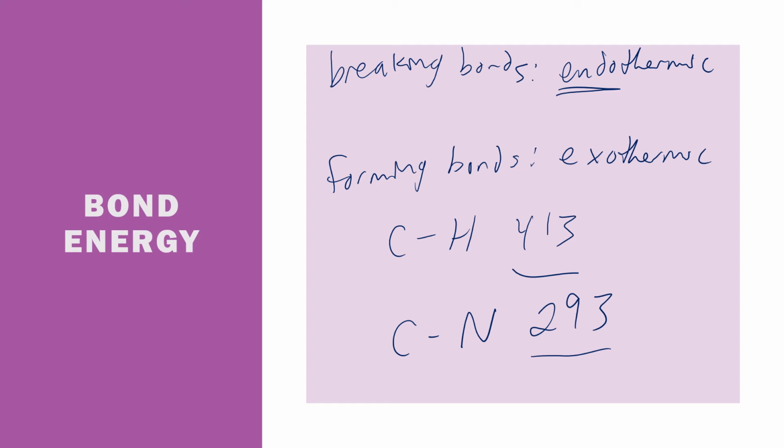For another example, if we look at a carbon-carbon single bond, it's 348 kilojoules per mole versus a carbon-carbon double bond, which is 614 kilojoules per mole. So when you're sharing more electrons, it increases the attraction, so it requires more energy to break that bond.